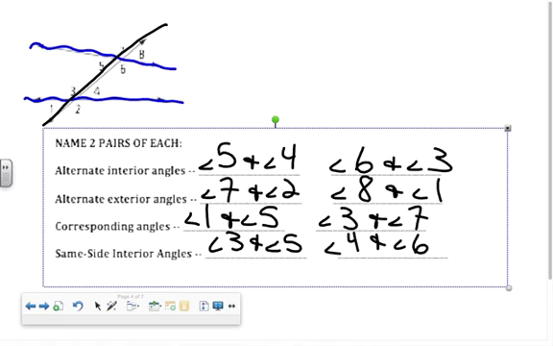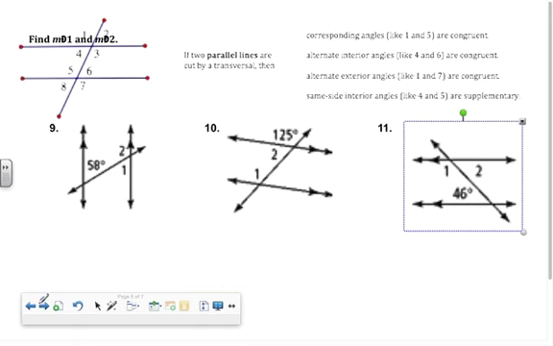If, however, those two lines being cut by a transversal happen to be parallel, then something fantastically wonderful happens. The corresponding angles are congruent. The alternate interior angles are congruent. The alternate exterior angles are congruent. And the same side interior angles are your odd man out. They are supplementary.